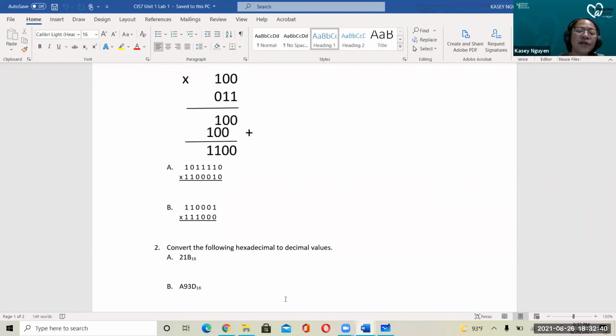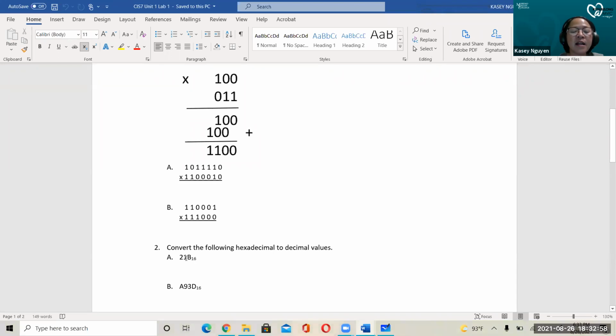We are going to convert 2AB, and 2AB is in hexadecimal. It has a little base 16. The subscript 16 tells you it's hexadecimal. And we want to make it into base 10, a decimal number.